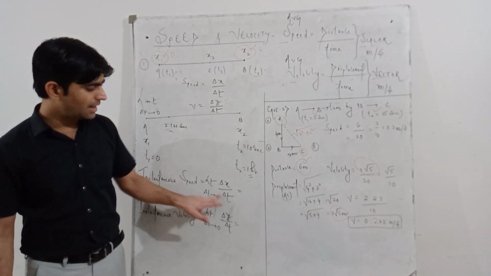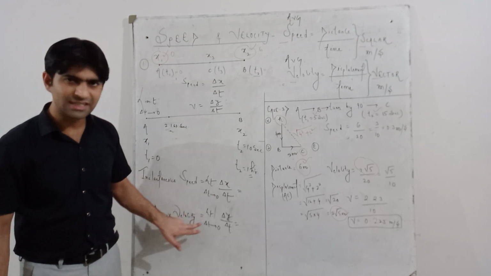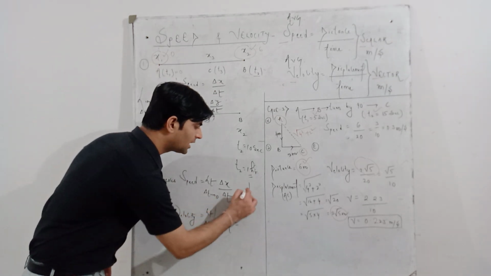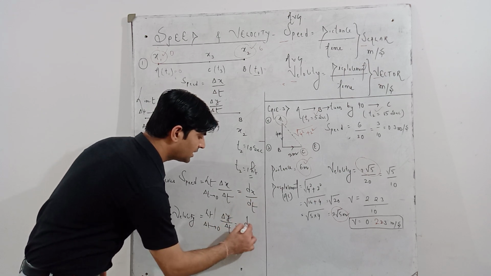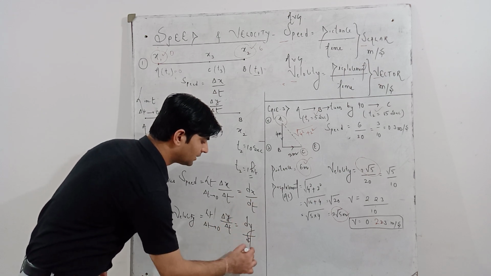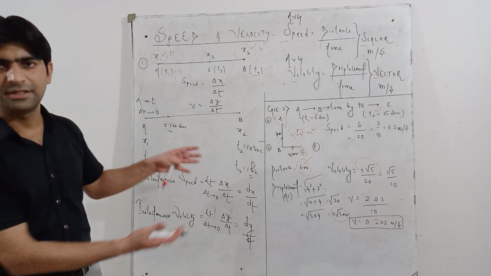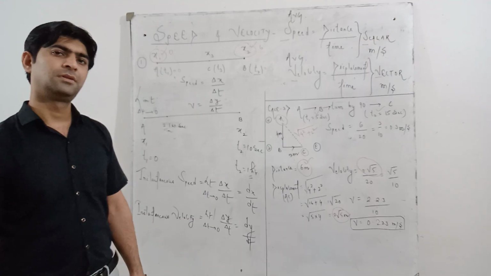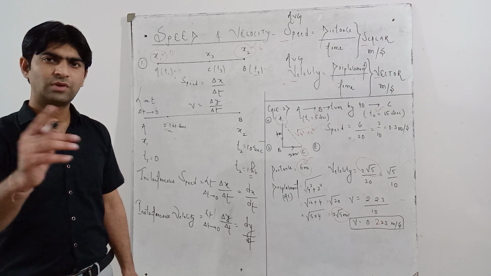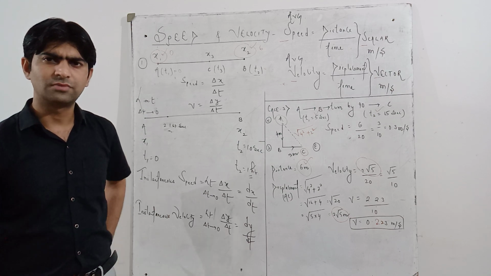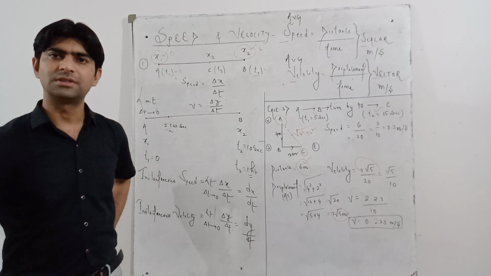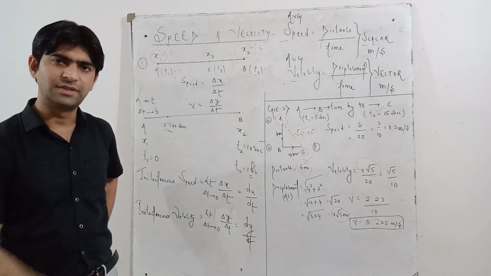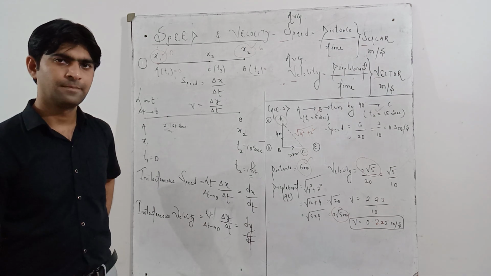And as soon as I write limit del t tends to 0 in both expressions, I will be able to write dx upon dt, and here dy upon dt. Differentiation has come in here. I have launched one video on calculus also, calculus of x to the power n, differentiation and integration. This is the significance of differentiation and integration. We have started with the calculus part here.